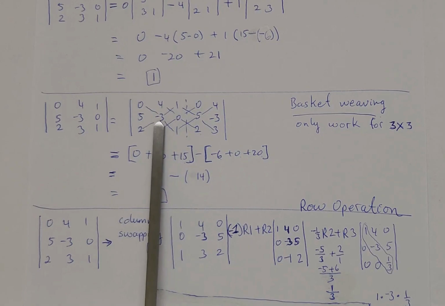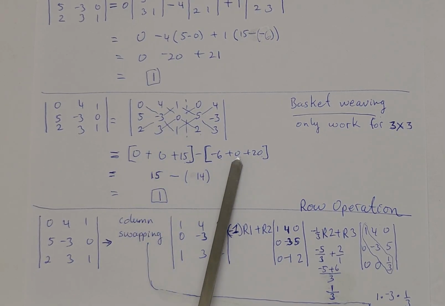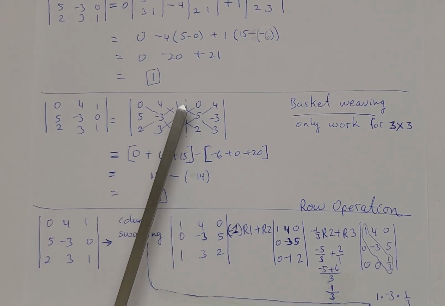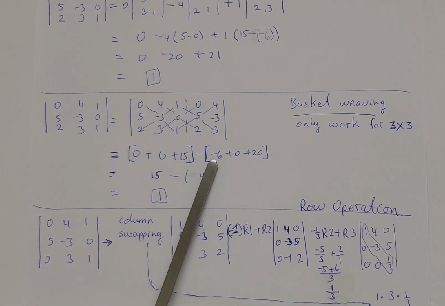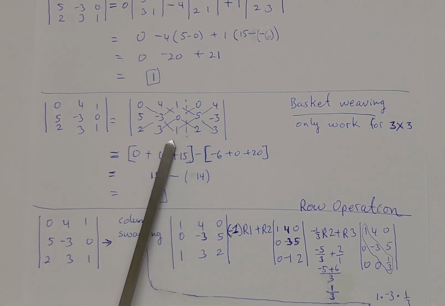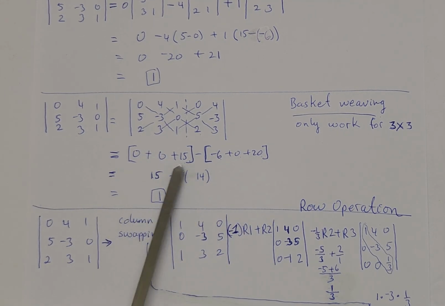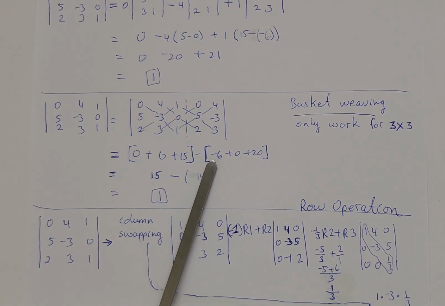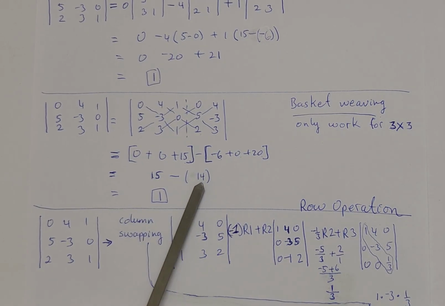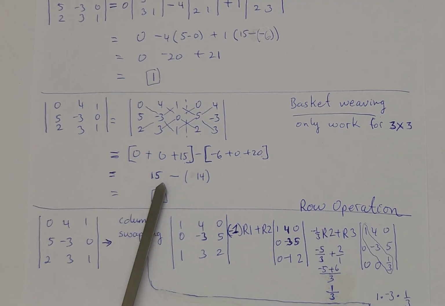So 1 times -3 times 2, -6. 0 times 0 times 3, 0. 4 times 5 times 1, 20. Now let's simplify this. 0 plus 0 plus 15 gives me 15. -6 plus 20 gives me positive 14, but there's a minus in front, so that gives me -14. So 15 subtract 14 gives me positive 1.